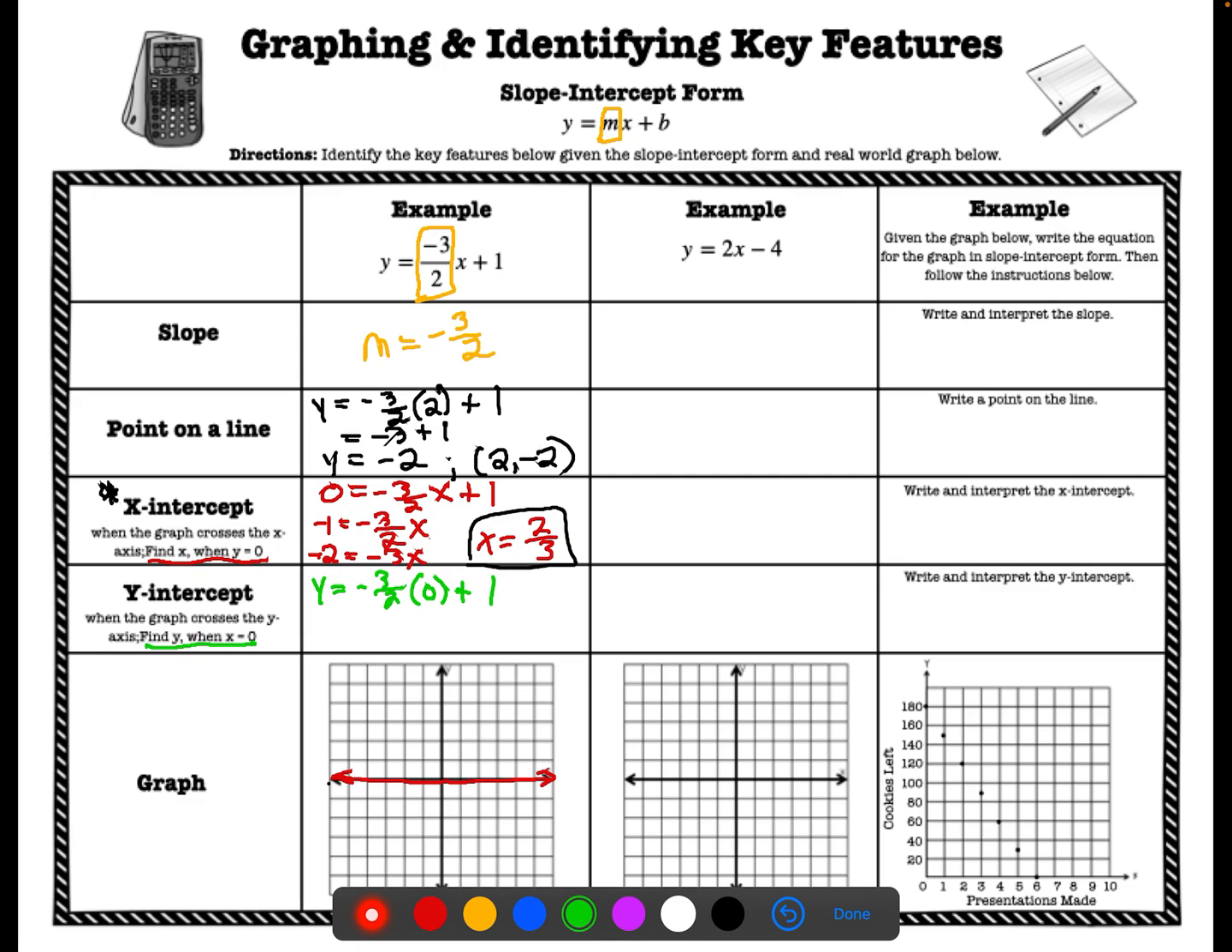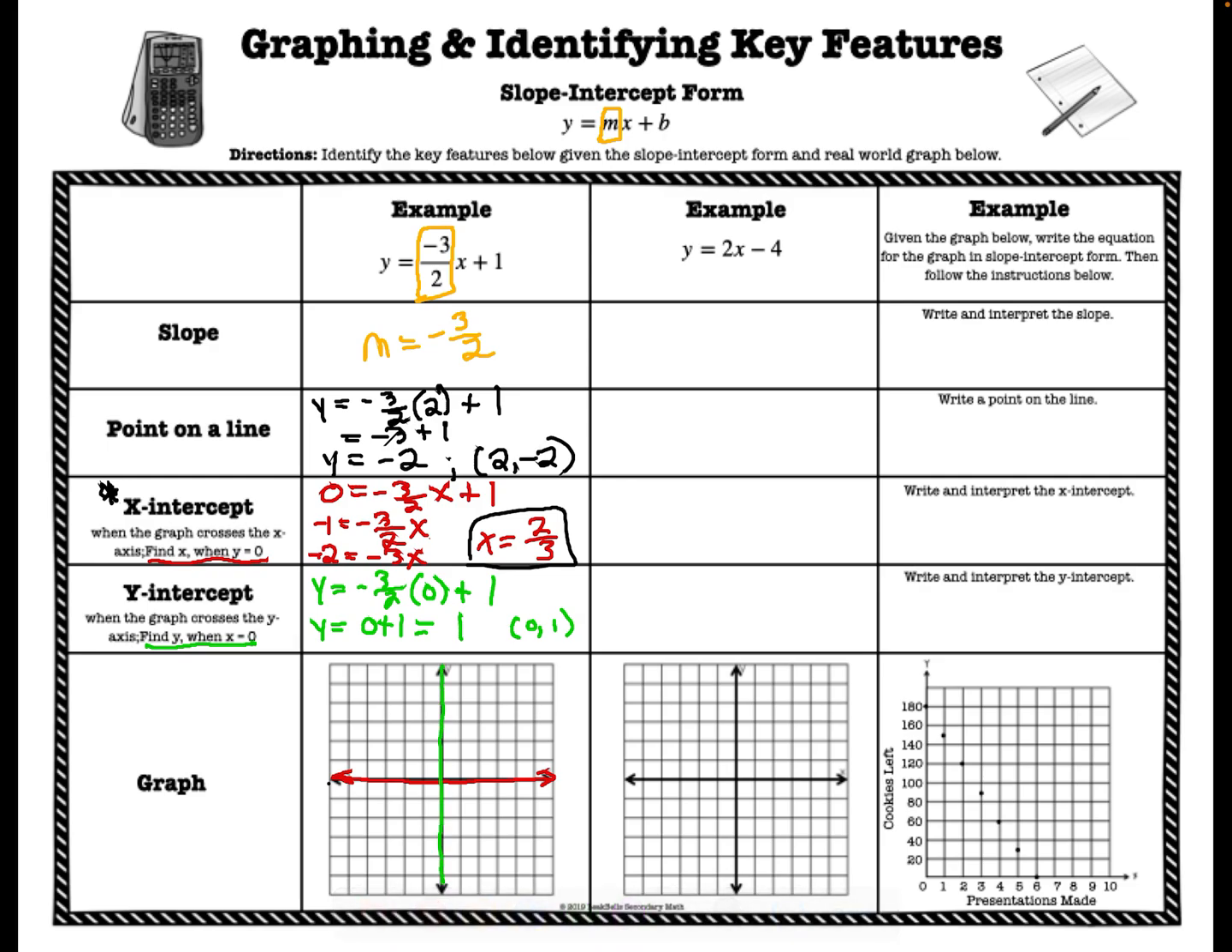We simplify it, and -3/2 times 0 is just 0. So we have y equals 0 plus 1. 0 plus 1 is 1. And there we go. So the y-intercept is 1, or the point is (0, 1). All right, (0, 1).